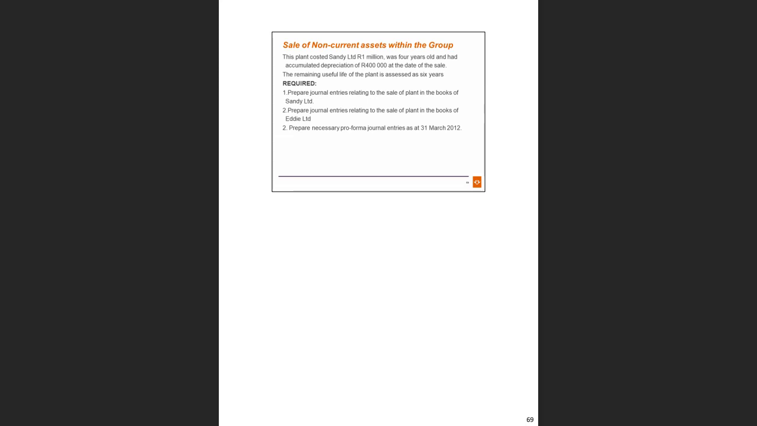Prepare the journal entries relating to the sale of the plant in the books of Sandy. Then we're going to prepare the journal entries relating to the sale of plant in the books of Eddie. Then we're going to prepare the necessary pro forma journal entries as at 31 March 2012.